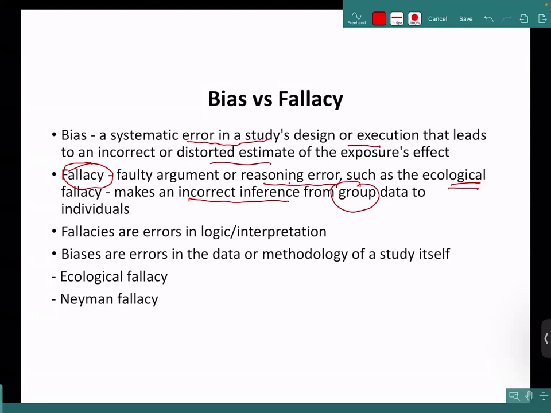So that is a fallacy, which are errors in logic and interpretation and not errors in design. So this Neyman fallacy is called a fallacy because if you are studying prevalence and you stick to the word prevalence everywhere, it is not a bias. If you say incidence instead of prevalence, still it is not a bias, it is a fallacy because you are making an error in interpretation of your results. So this is something which you should remember. Many times you will see the word fallacy, it means there is a problem with your interpretation.